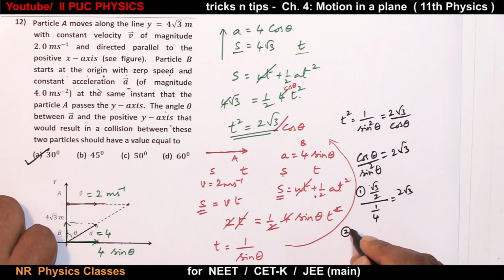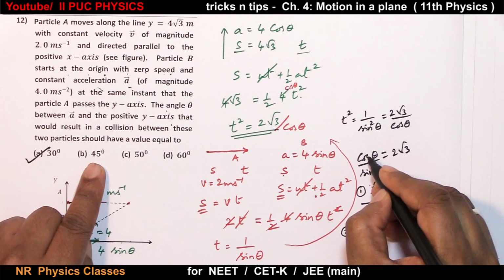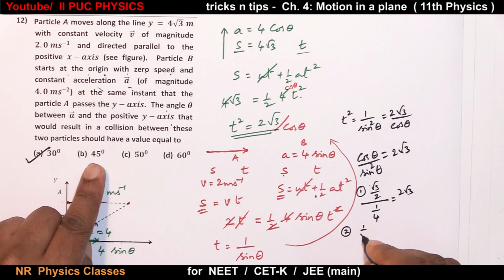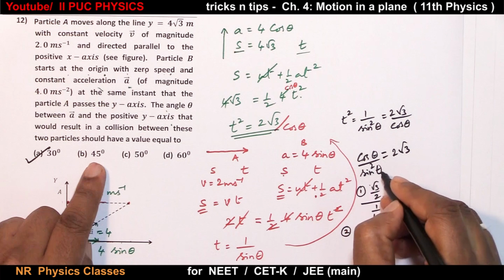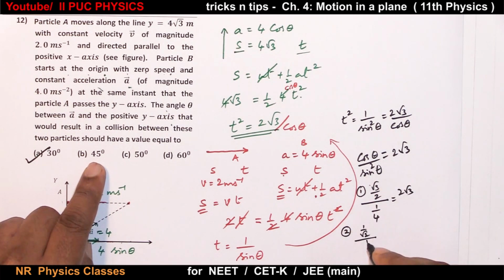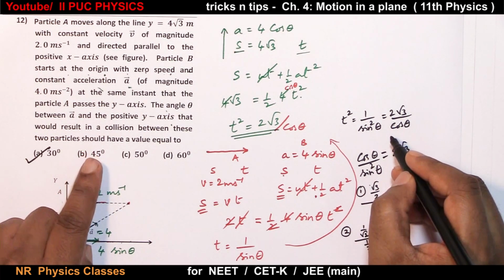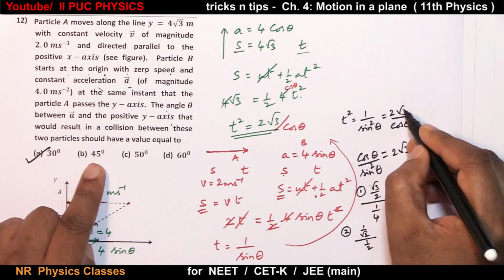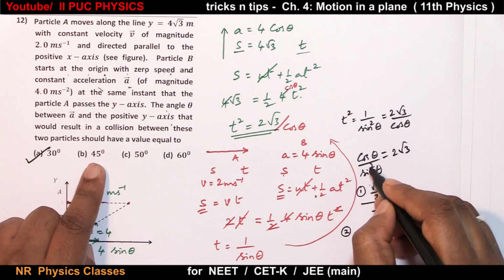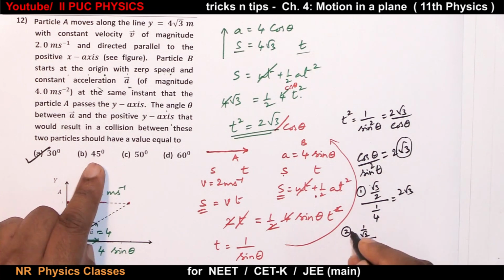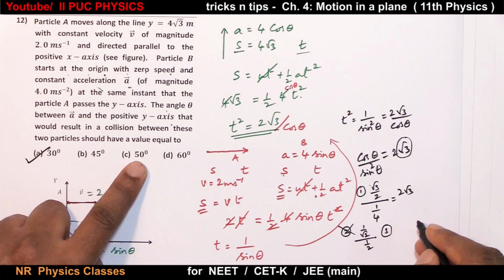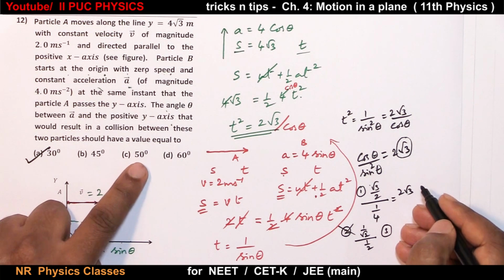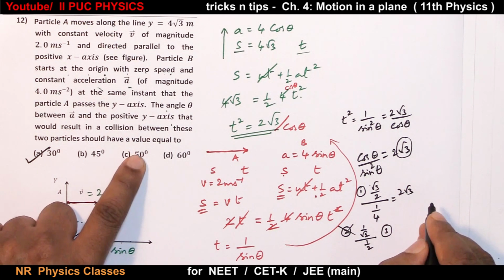Now let us check the other options. Second, 45 degrees. Cos 45 is 1 by root 2, divided by sine square 45. Sine 45 is 1 by root 2, square is 1 by 2. But this demands cos theta by sine square theta equal to 2 root 3. So there is no root 3 term here. Third, 50. You don't know cos 50 or sine 50. It is not a standard angle. Even I don't know. Let us drop this.